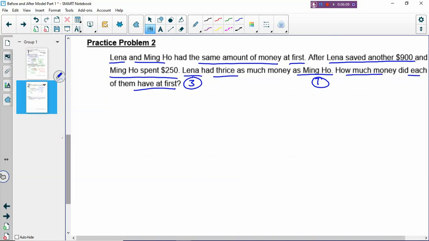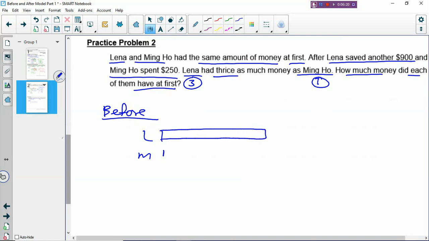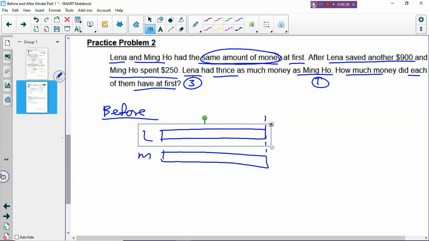Okay, so how do you draw the before, which is the money at the beginning? Both of them had the same amount of money at first. So you draw a rectangle which is the same length, right? Equal amount or same amount, that is your equal concept. So every time you see equal or same amount, equal concept, you have a dotted line. Okay, so I will put a dotted line there.